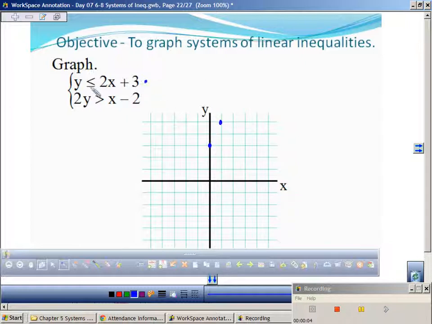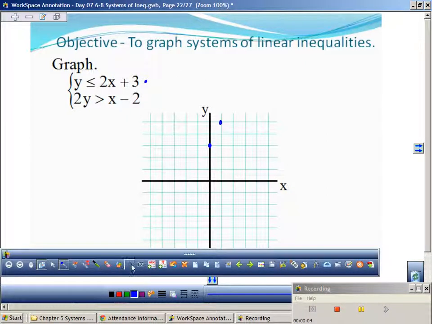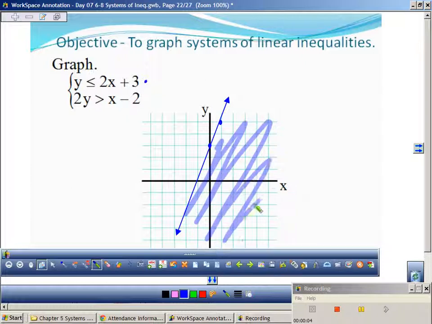Is this a dotted line or a solid line? Solid. Good. So I'm going to graph a solid line. Now I'm going to shade if it's greater than or less than. Is it greater than or less than? Less than. So let's shade this side of my graph.